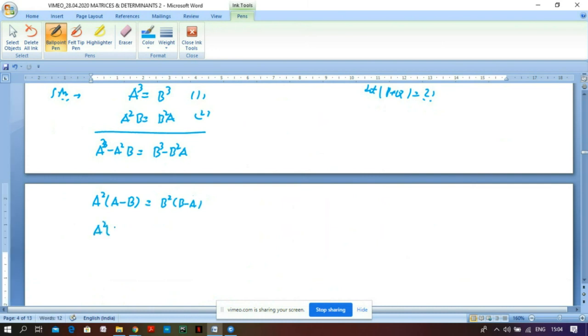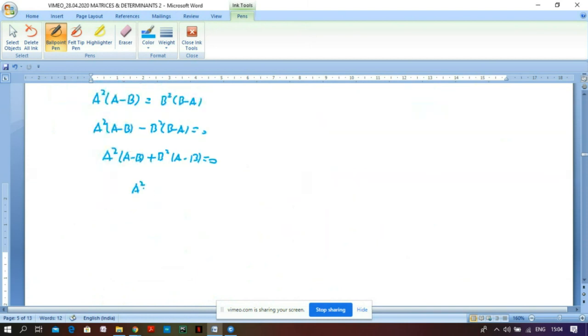So now I can write A square times A minus B and negative of B square times B minus A equal to 0. So A square times A minus B plus B square times A minus B equals 0. That means I can write A square plus B square times A minus B equals 0. Just double check that the order is proper. Don't write it as A minus B times A square plus B square, because it does not follow from here. So it is A square A minus B plus B square A minus B equals 0.